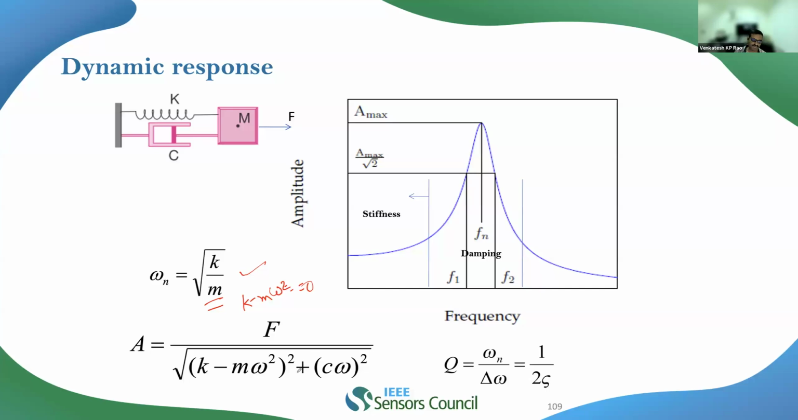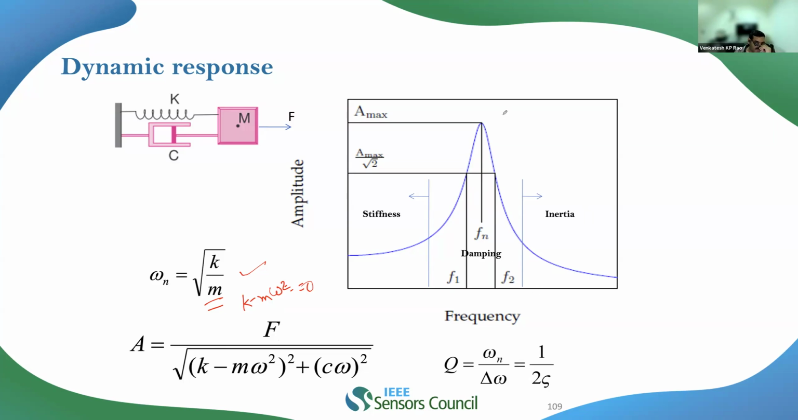And the third portion will be what? When omega is very large, then the m omega to the power of 4 term is much larger than the other terms. So the last term will be completely dictated by the inertia present in the system. So the entire spectrum, I can divide into stiffness, damping, and inertia dominated regimes.